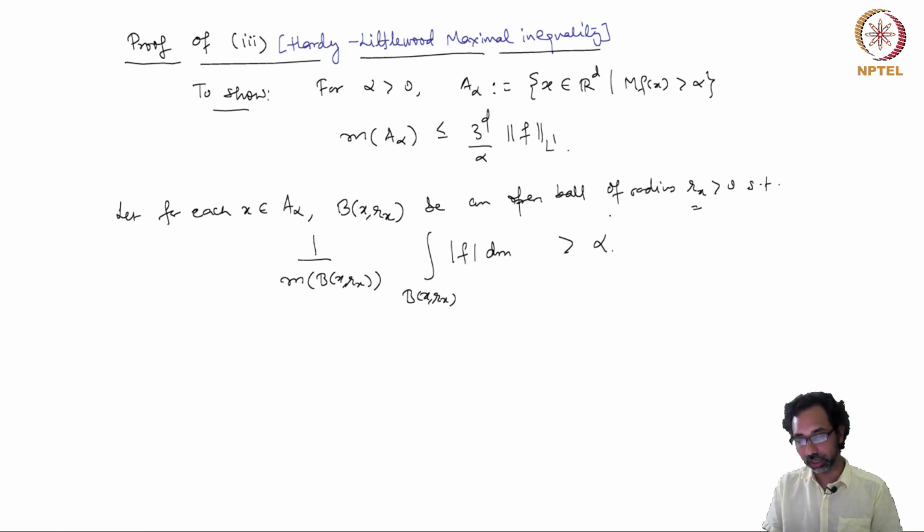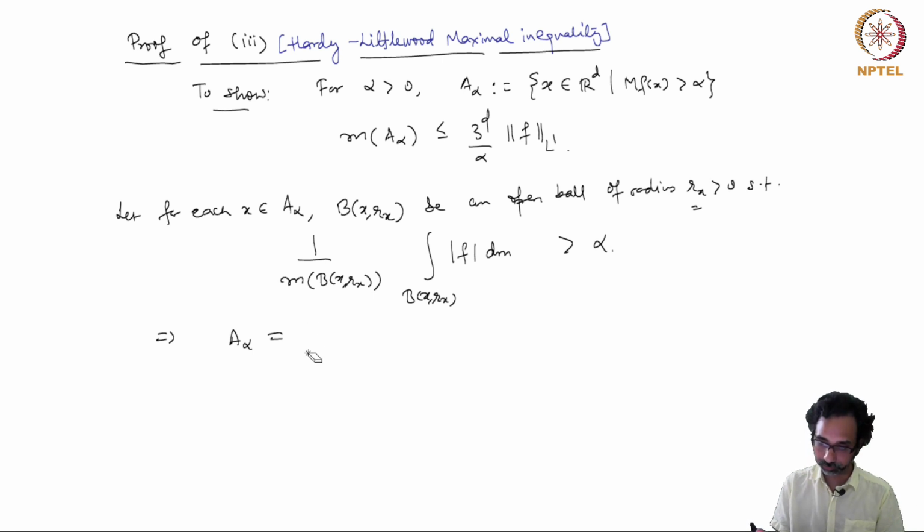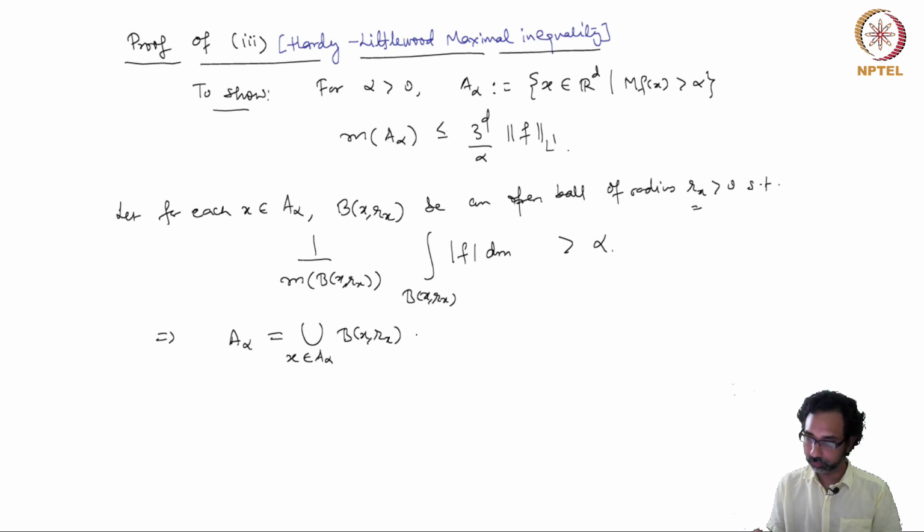And now this is a collection of open balls covering A alpha. So this implies that A alpha is equal to the union over x in A alpha of B(x, rx), that is, A alpha is covered by these open balls.